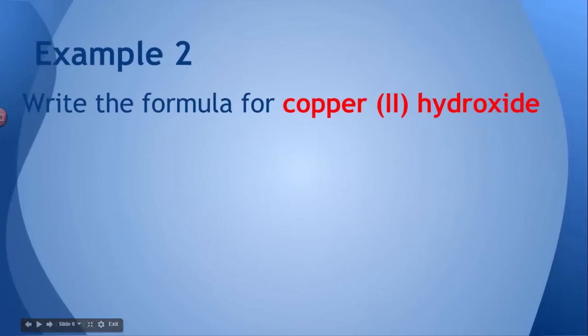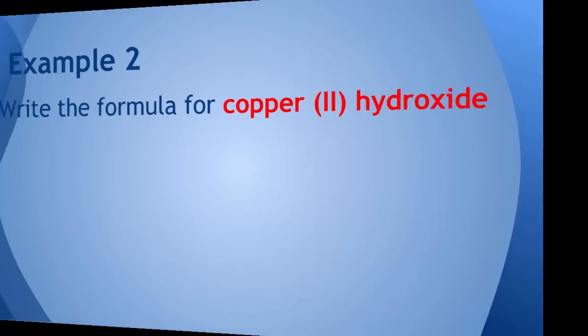All right, let's write the formula for copper(II) hydroxide. Notice there's a Roman numeral in parentheses in the middle of this name. That's good. That tells me which copper I'm working with. Copper is a transition metal. Transition metals often have more than one possible positive charge. Copper(II) tells me which one it is. It's copper with a +2 charge.